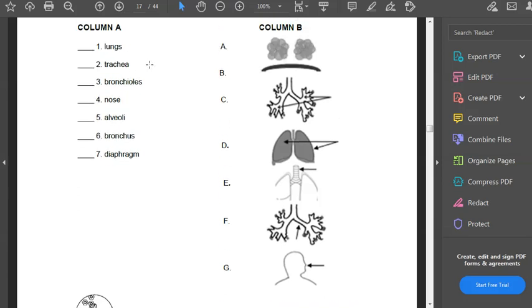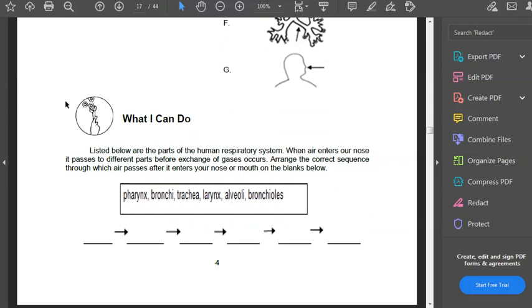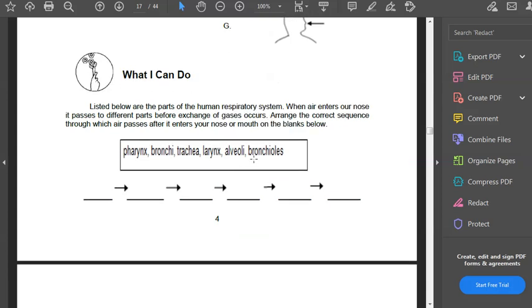So, after doing this, we can now go to what I can do. Again, write down what I can do in your answer sheets. Isulat sa yellow pad. Sa ilalom, what I can do. And then, kani siya, ato lang siyang i-arrange. So here, it says, when the air enters our nose, it passes through different parts before exchange of gases occurs. Okay? So, arrange the correct sequence through which the air passes after it enters your nose or mouth on the blanks below.